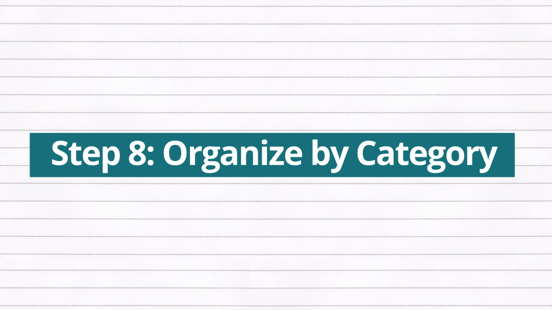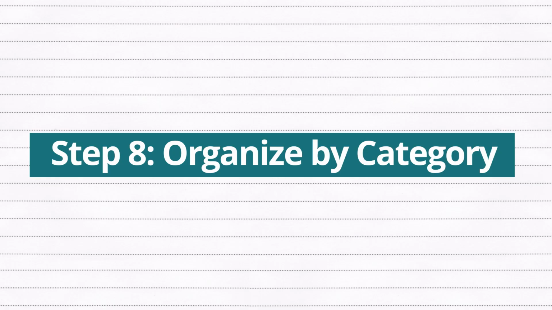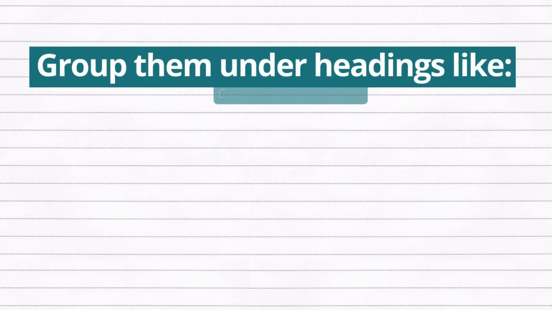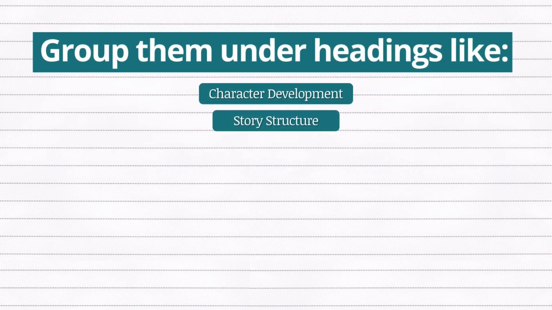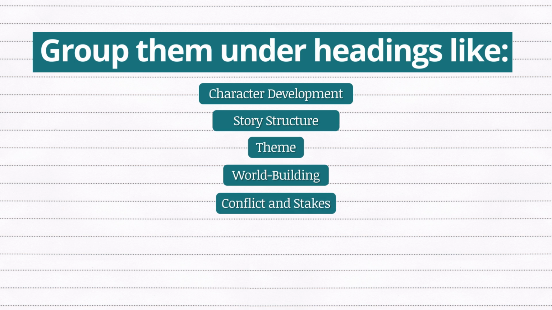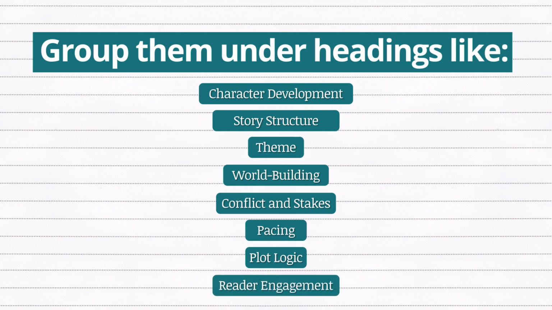Step 8 is to organize by category. So we have our problems listed out. Now let's organize this by things like character development, story structure, theme, world building, conflict and stakes, pacing, which includes your notes on cause and effect, plot logic, and reader engagement. This will help you see where the bulk of your work needs to happen and will help you prioritize. It's also just another way to get organized and make it a little less daunting to head into this stage.